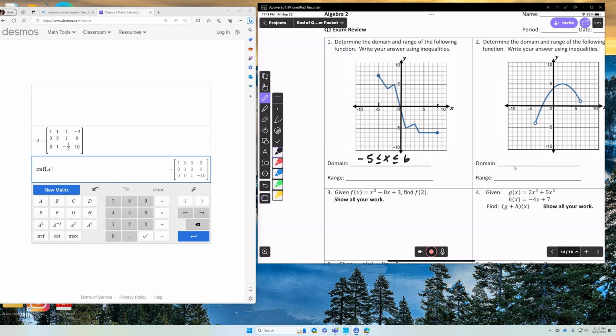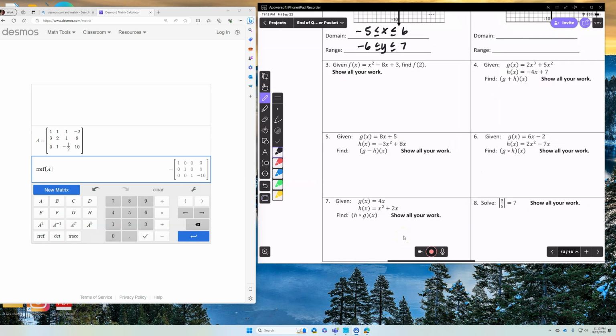The range, we have to look at the lowest Y value. In this case, it is negative 6. And then we have to look at the highest Y value, which is 7. So we have Y is less than or equal to 7. Y is greater than or equal to negative 6.